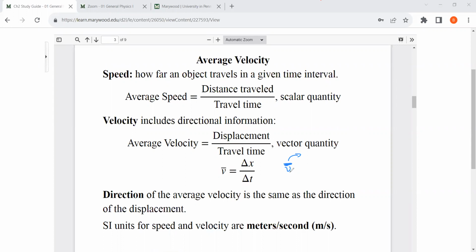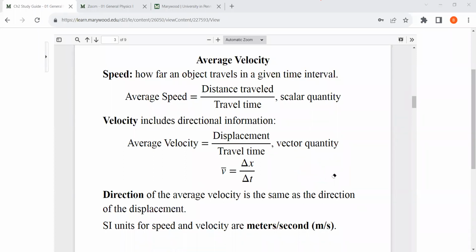So in mathematics, by using a bar on top of a quantity, we show that we are calculating the average quantity. So v bar means the average velocity, and you already know that it is the displacement, delta x, the change in position, over the travel time. So delta x over delta t is the average velocity.